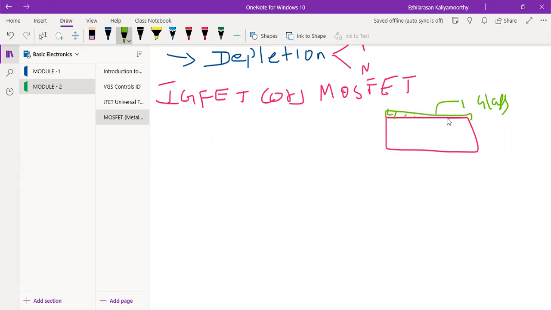Now next thing is the ultra thin insulated metal gate electrode can be thought of as one plate of a capacitor. The isolation of the controlling gate makes the input resistance of MOSFET extremely high, in terms of mega ohms, or I can say it's infinite. So the input resistance of the MOSFET is infinite, or it is very, very high.